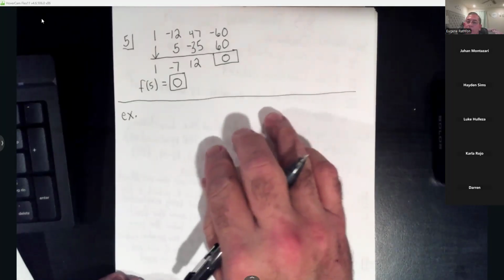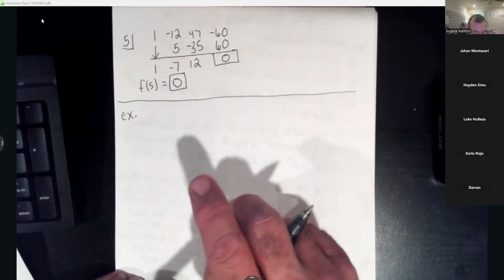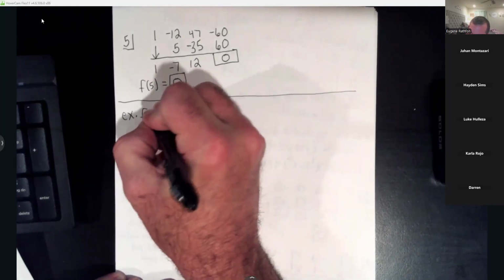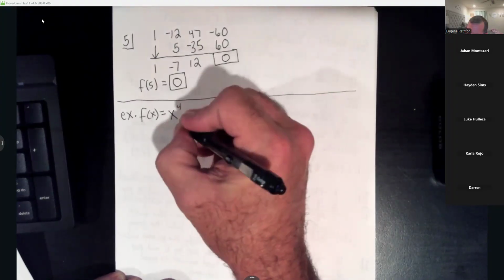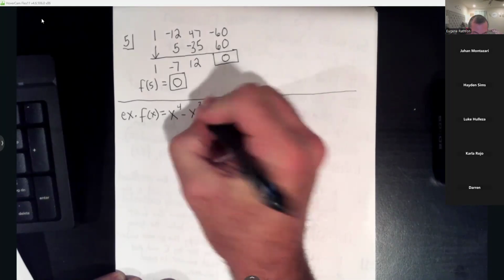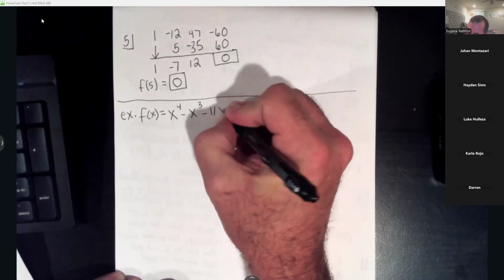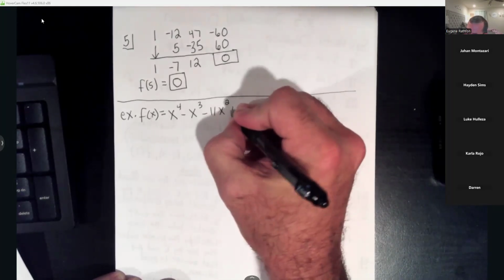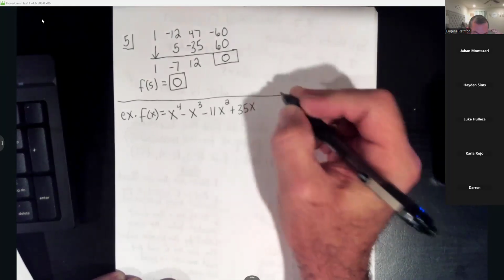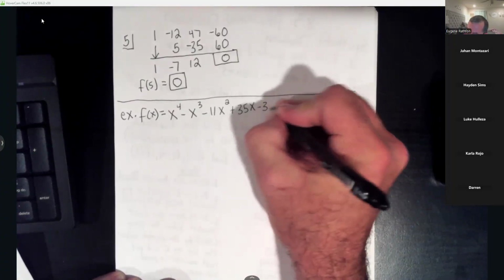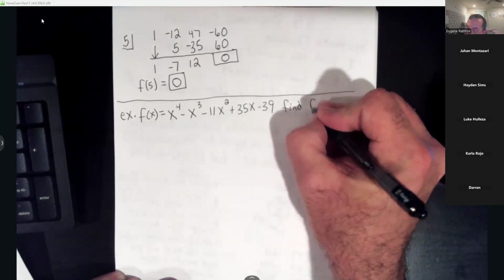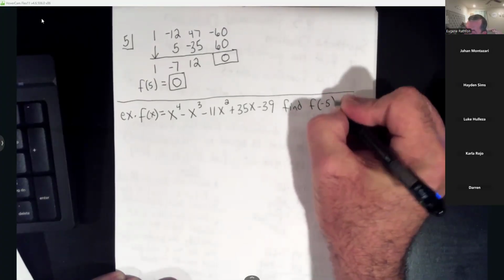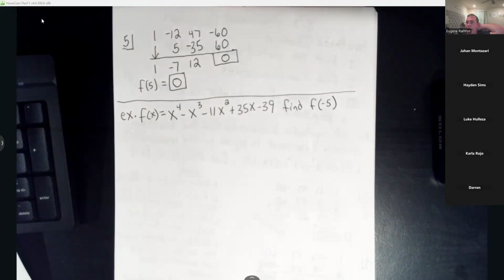All right, this one I'm going to let you play with a bit. They're giving me f of x equals x to the fourth minus x cubed minus 11x squared plus 35x minus 39. This one, they only want me to find one thing: f of negative 5. So just one thing to find on this one.